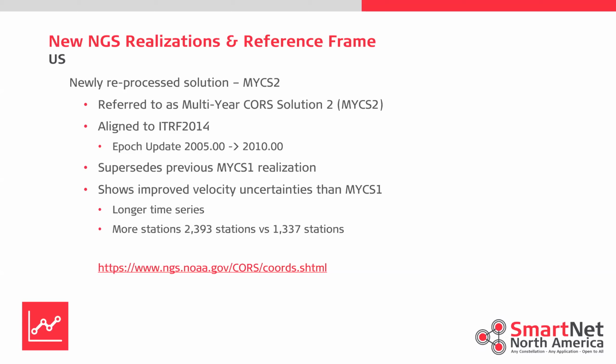This supersedes the previous MYCS1 realization. So the realization that was released back in 2012, these new published coordinates will supersede that and overwrite those. One of the things that you see here is it improves velocity uncertainties relative to MYCS1 because you have longer time series, you have more stations, but this is also one of the things that causes the problems between making MYCS1 and MYCS2 agree, or being able to maintain MYCS1, the coordinates that we're broadcasting right now today, going forward. And we'll talk about that in a little bit more detail in a second.